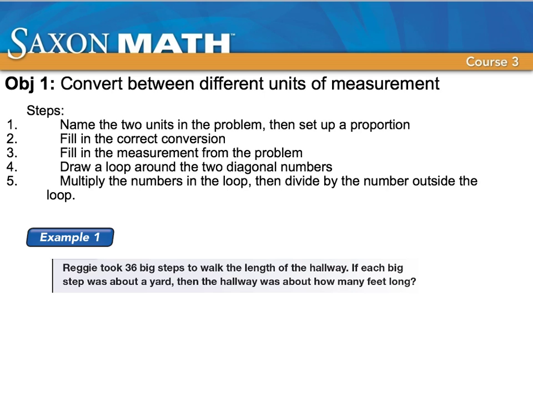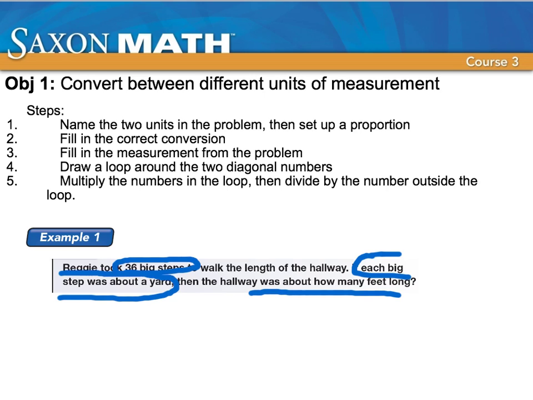Okay, so again, let's circle what we know. We know that Reggie took 36 big steps. Actually, let me erase that so we can see that it's 36 and not just 6. So he took 36 big steps. Each big step was about a yard. That is important. And then we want to underline what we want to know. We want to know how many feet long was the hallway.